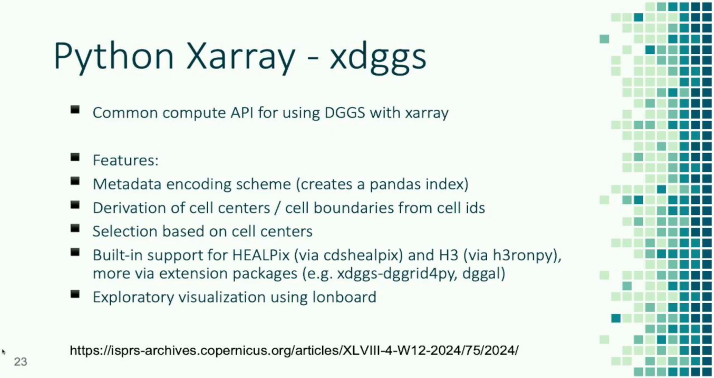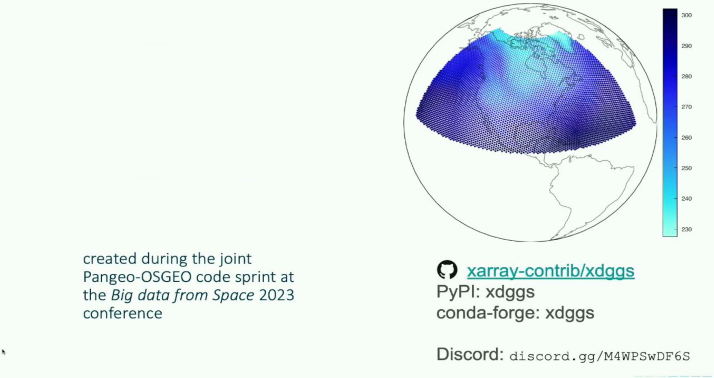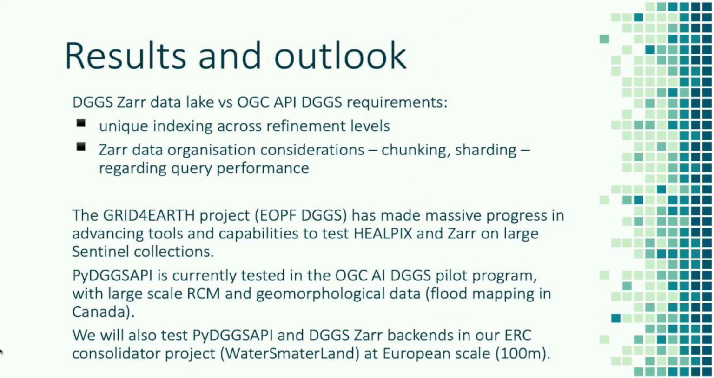So for the compute bit, that would be XDGGS, and that came out of the Pangeo code sprint for the Xarray people. So this can also use the Zarr. It can load the Zarr from the bucket, and it's the same access mode the way the pydggsapi API accesses those types of Zarr or Parquet ones.